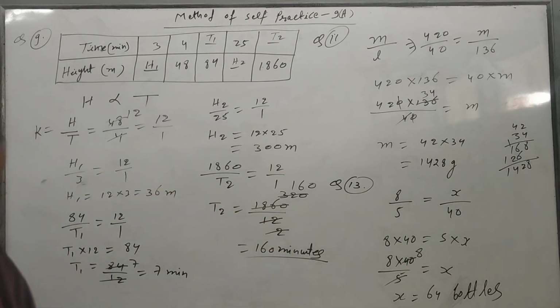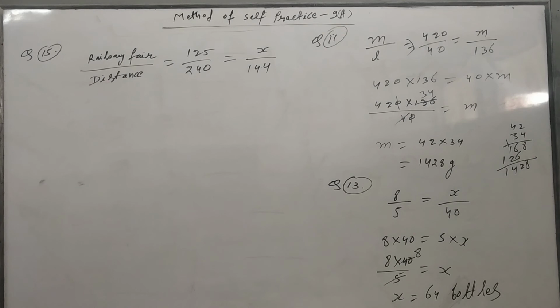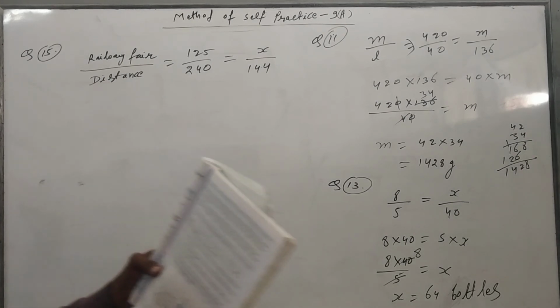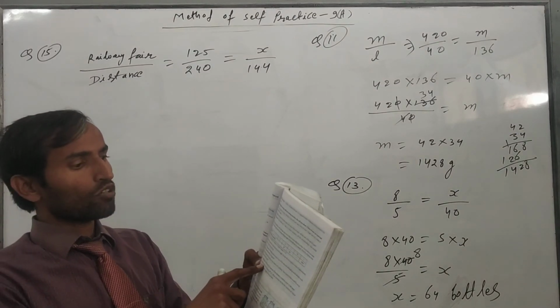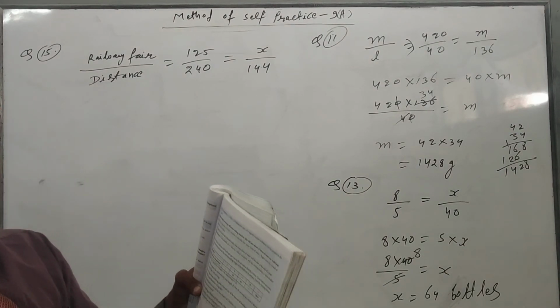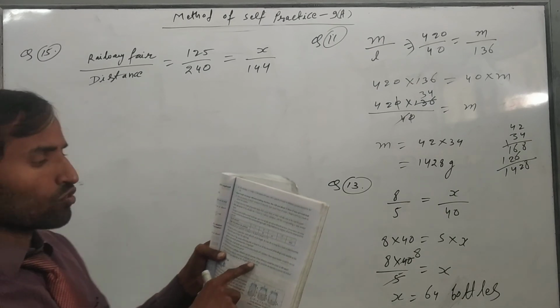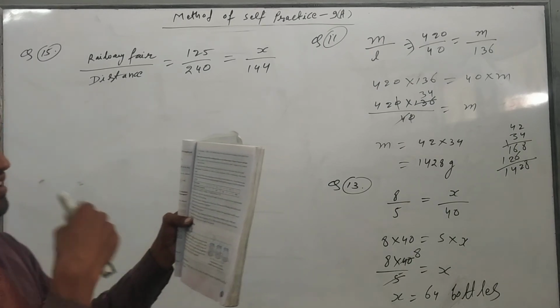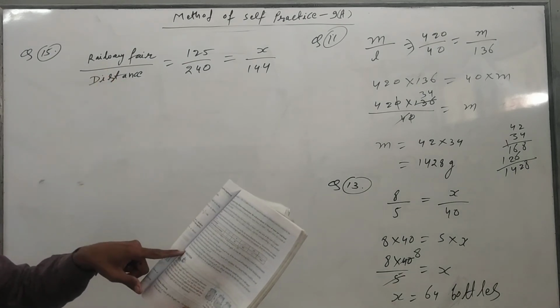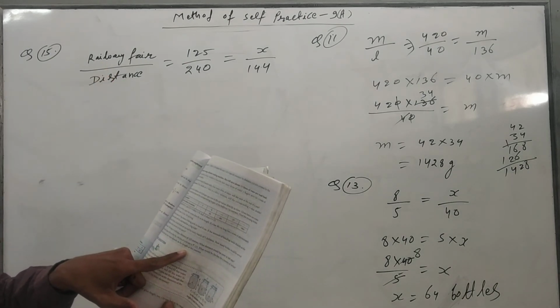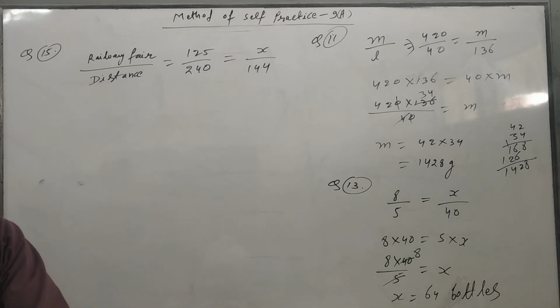Now we have to do question number 15. So just all of you read the question number 15, what is given in that. So in the question number 15, second class fare for a journey of 240 km is given, if you do the journey then the ticket charge is 125 rupees. What would be the charge for 144 km? So same again question direct, lastly statement is given, fare is directly proportional to length of the journey.